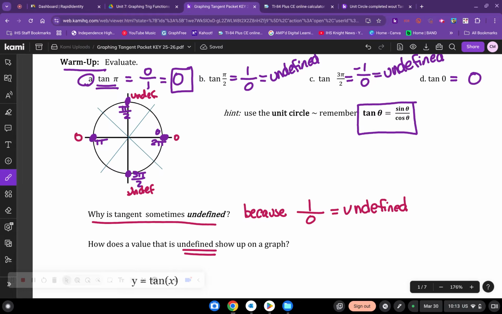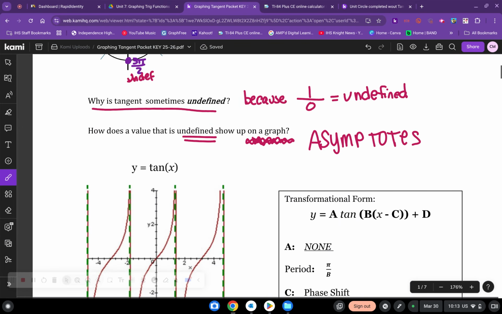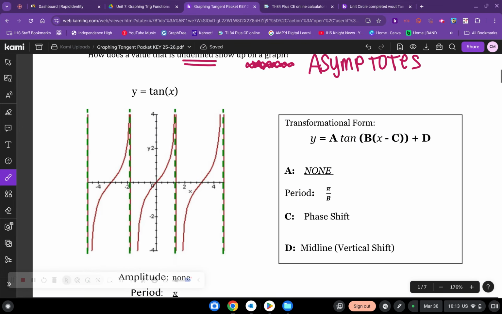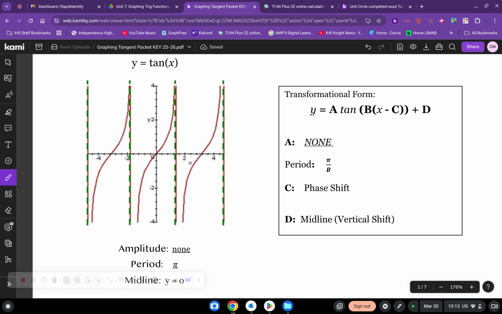And so when I see something undefined and I go to my graph, like my coordinate grid, in order to put values there and connect a graph, the undefined places are going to show up as asymptotes. So the graph of the tangent function has asymptotes. They are vertical asymptotes, and they repeat infinitely, just like the curve does.